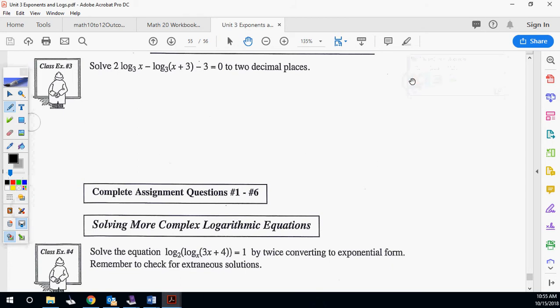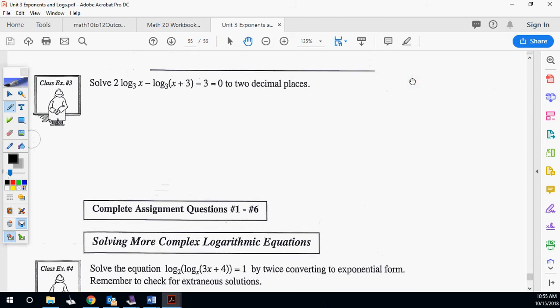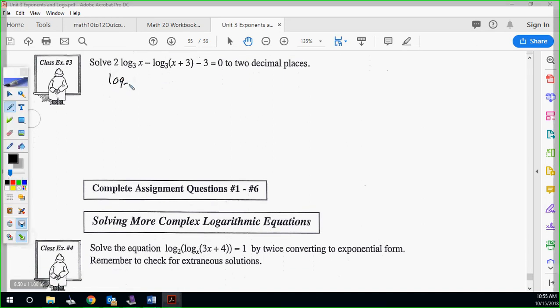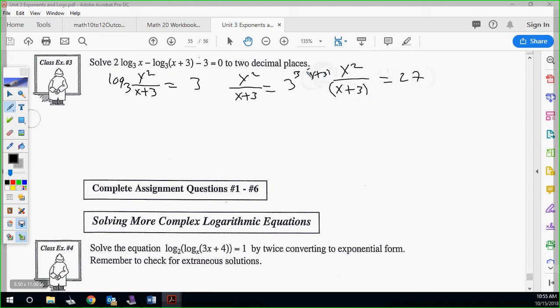All right, so this is where you should be. Everybody had so far, I saw log base 3 of x squared over x plus 3 equals 3. And then if we convert that to exponential, it's going to be x squared over x plus 3 equals 3 cubed. So then that's x squared over x plus 3 equals 27, which you'll multiply to this, because that's going to come over.